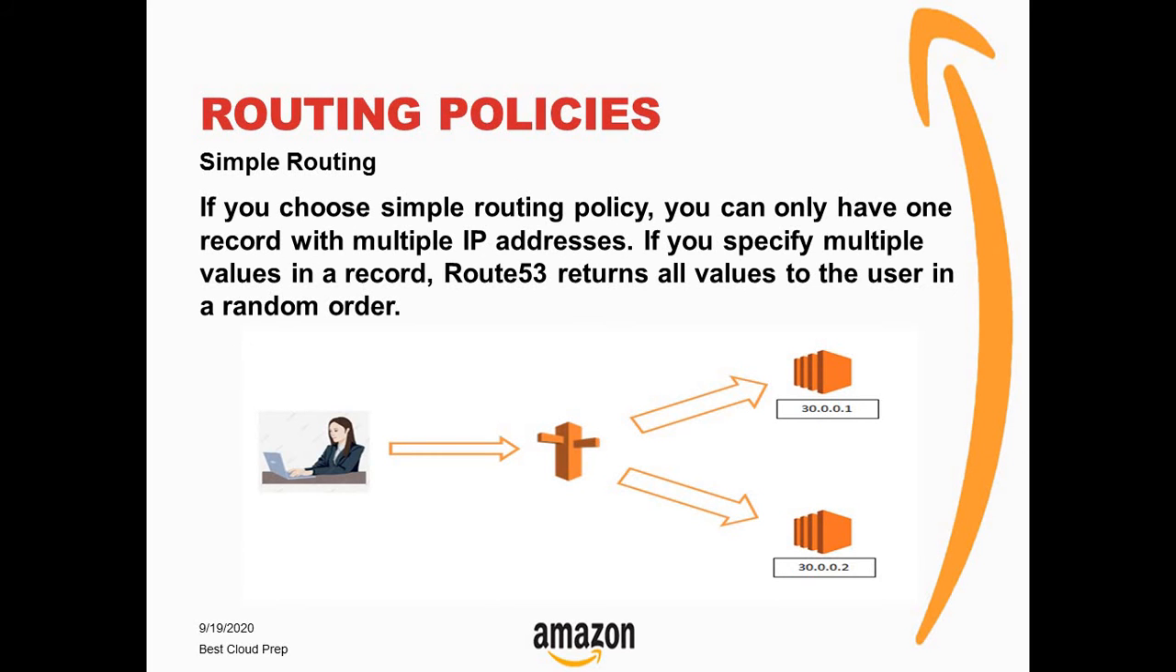So let's talk about the different routing policies. First we have simple routing. If you choose the simple routing policy, you can only have one record with multiple IP addresses, and you can't have any health checks. So remember this. If you specify multiple values in a record, Route 53 returns all values to the user in a random order. As you can see in the diagram, here's our user typing in a DNS address. Route 53 is giving them the first record, and then the second record. But we can't have a health check on that one. This is simple routing.